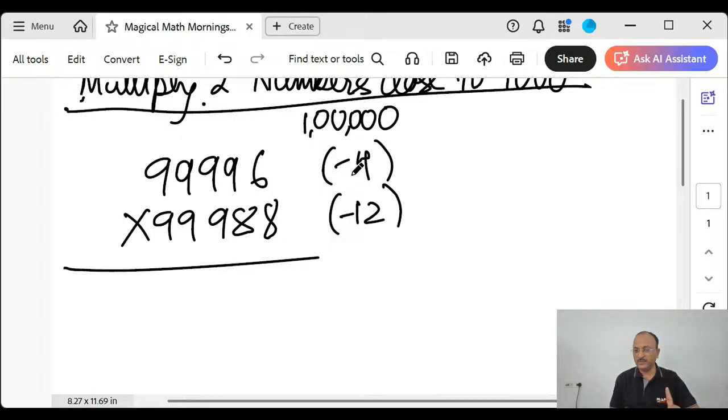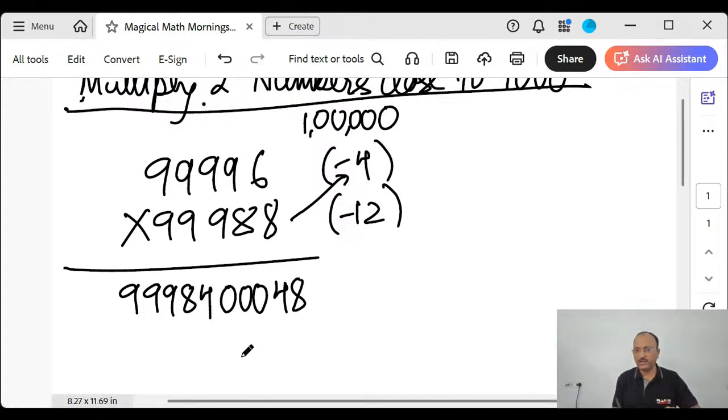Both are less than the base, which means you find the difference. Oh, you're finding it a little difficult. Just find the difference. 99984 you will get, and 12 fours are 48. That's it. 48. How do you write? 1 2 3 zeros, 1 2 3 zeros, and then you will write 48. This is the answer.